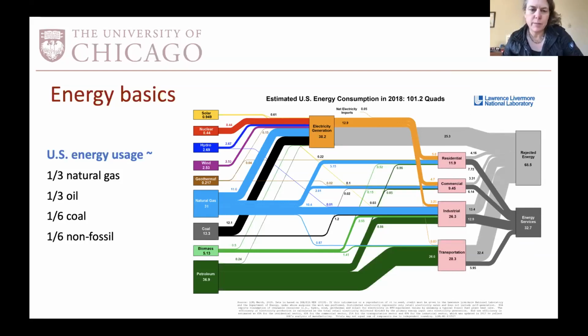So just tell me, somebody, what's the unit of power that you guys should be most familiar with? Watts, right? So watts is a rate of energy consumption per time. I'm just going to show you some numbers, and then we're going to think about the energy use at the university itself.